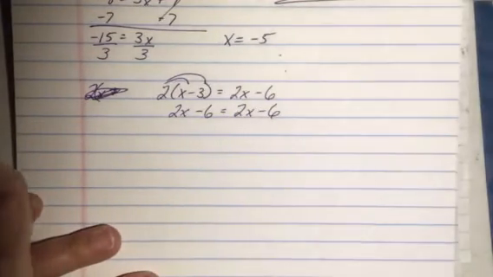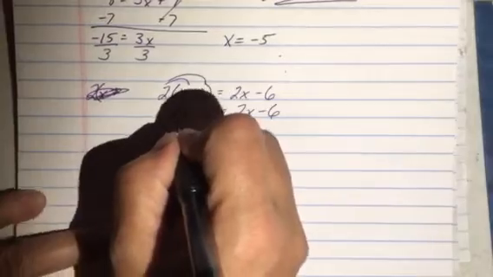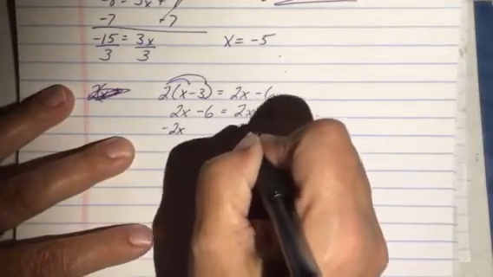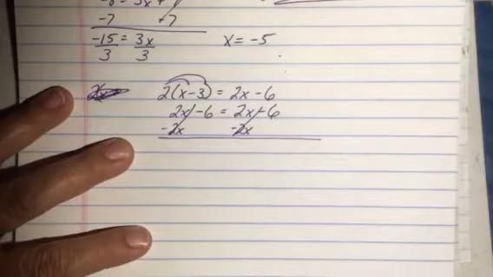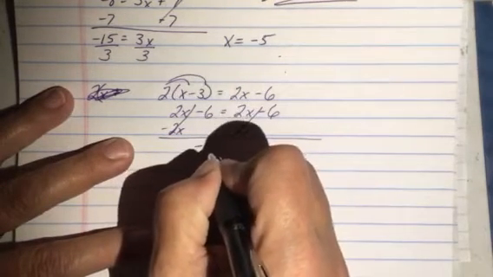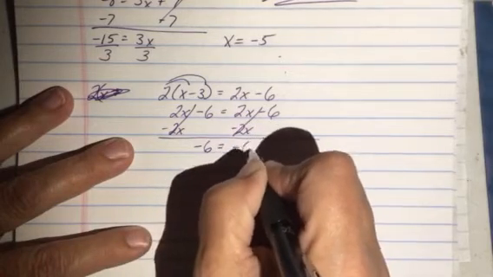Next thing you do is subtract off the 2x. Well, they cancel. 2 minus 2 is 0. So in this case, the variables disappear, and we're left with negative 6 equals negative 6.